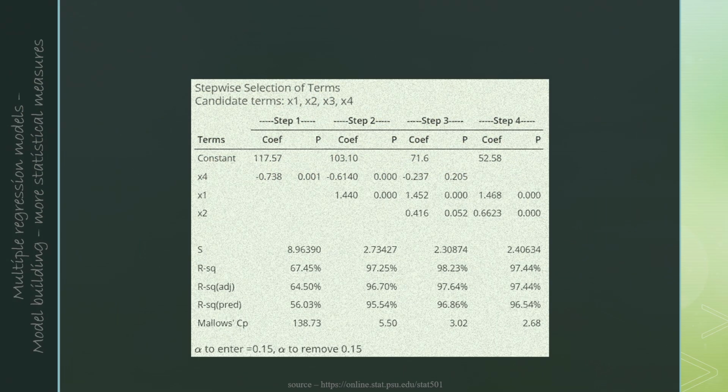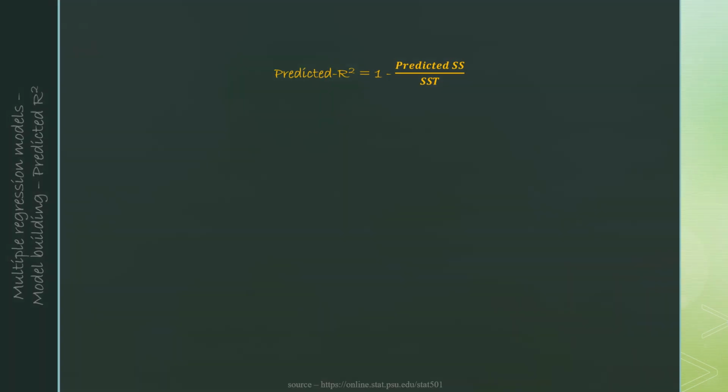Of which we already encountered predicted R-square and Mallows Cp as part of our discussion on stepwise regression method, but deferred delving into the details. By definition, predicted R-square equals 1 minus predicted sum of squares divided by total sum of squares, where predicted sum of squares is arrived at as follows.